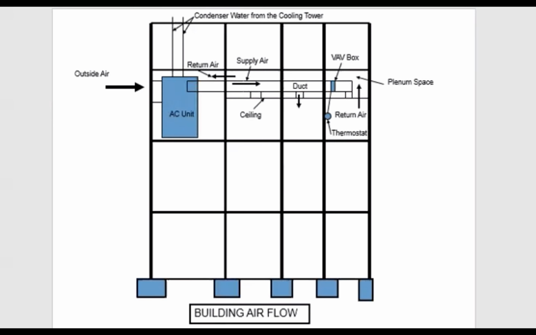Right, so this is a typical building airflow in a nice diagram. You've got that condensed water coming in from the cooling tower through the AC unit. Right, so now it's going through the ceiling, through all the ductwork. Right, the thermostat controls the feedback that goes to the unit, which dictates the opening in the VAV box. Right, all of this is up in the plenum space, which is the area that's above the ceiling.